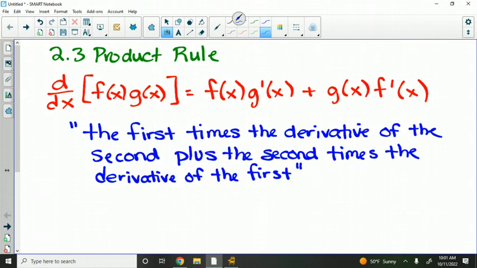And in this little saying, the first represents whatever function is in the beginning, and the second is at the end of it. And so basically, we're mishmashing it. We're keeping one original and one derivative, and then we're flipping it: the other original and the other derivative. And then we're adding them together. So that's what we're going to practice today. Just this one rule. That's all we are going to get better at today.